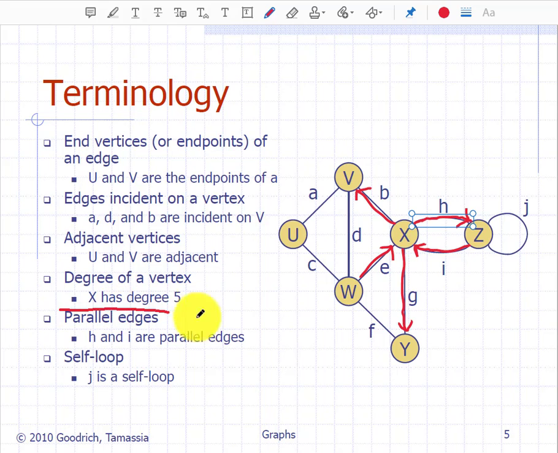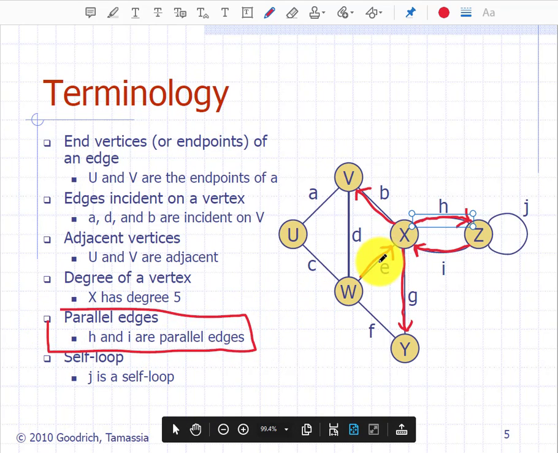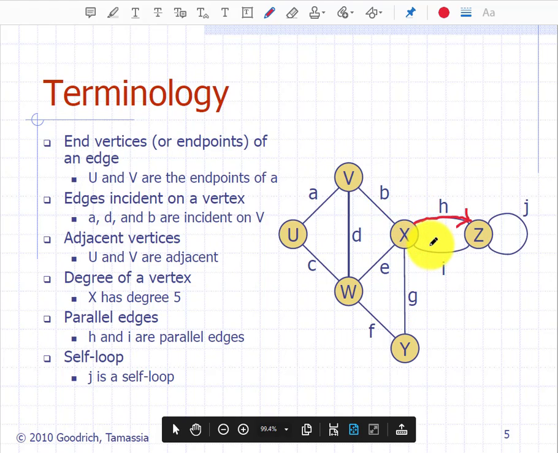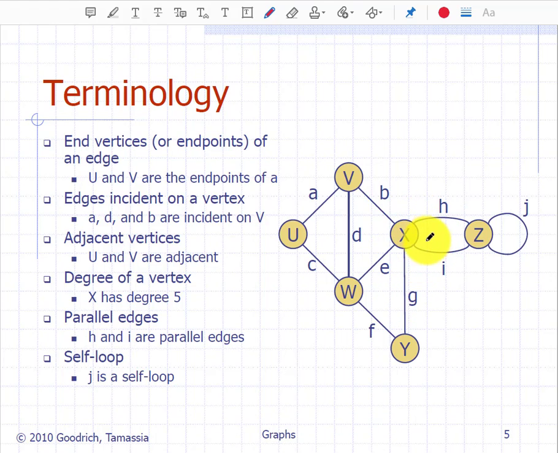This brings us to parallel edges or multiple edges. Parallel edges are edges that connect the same two vertices. So X and Z are connected both through H and I. So these are known as multiple edges or parallel edges. Maybe in this application it's necessary, but in most applications we assume that there are no parallel edges. And the same goes for self loops.